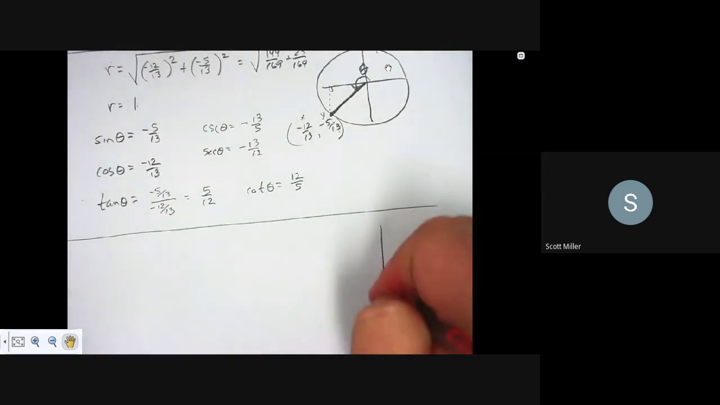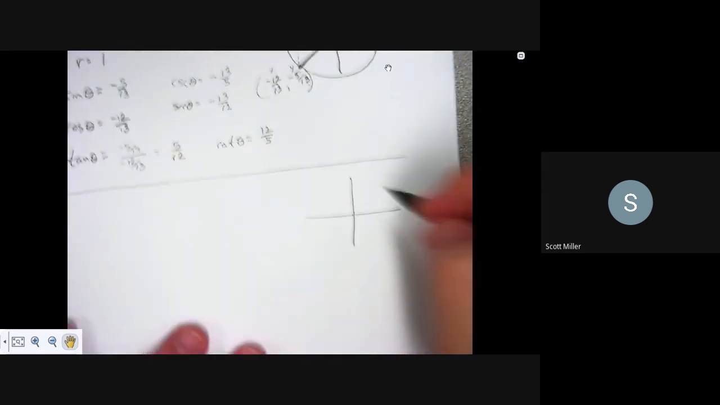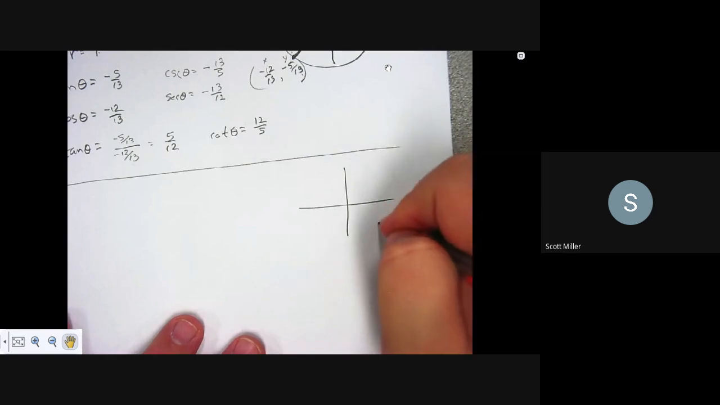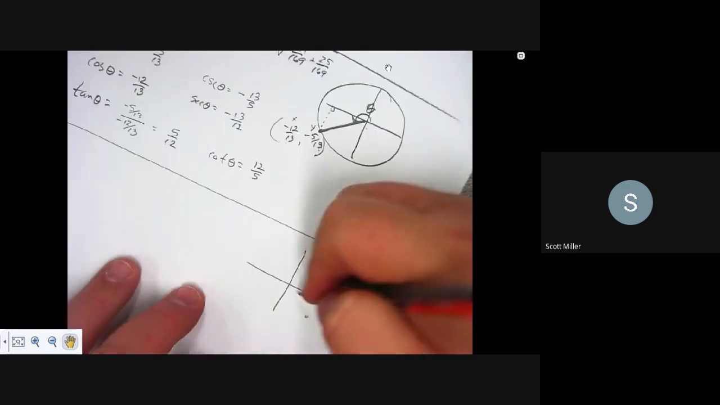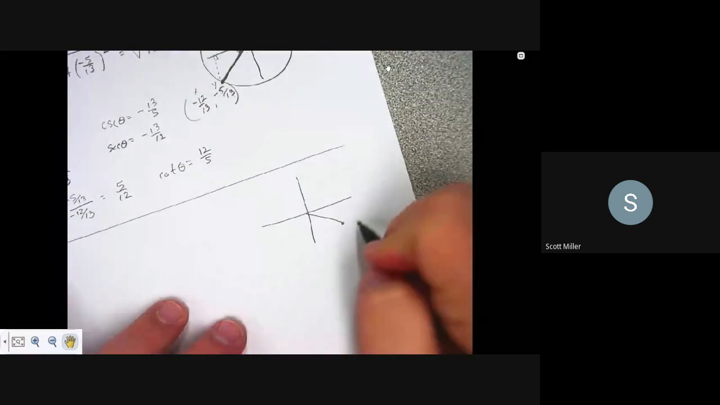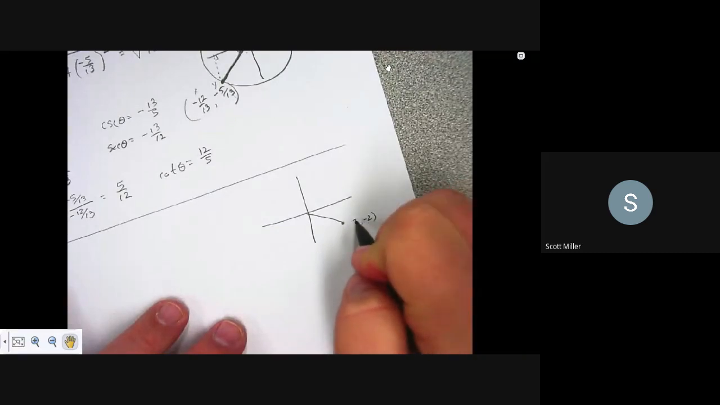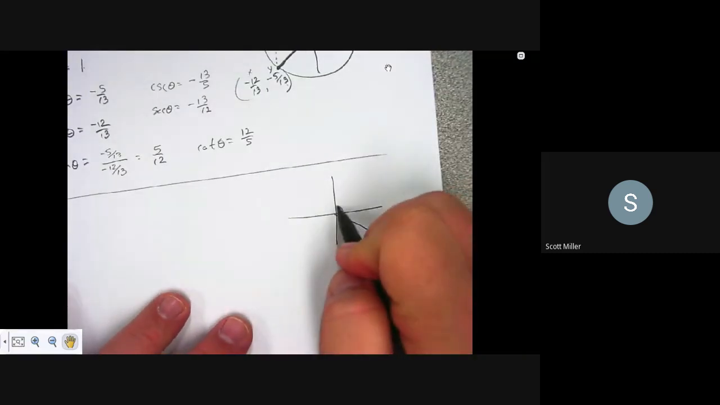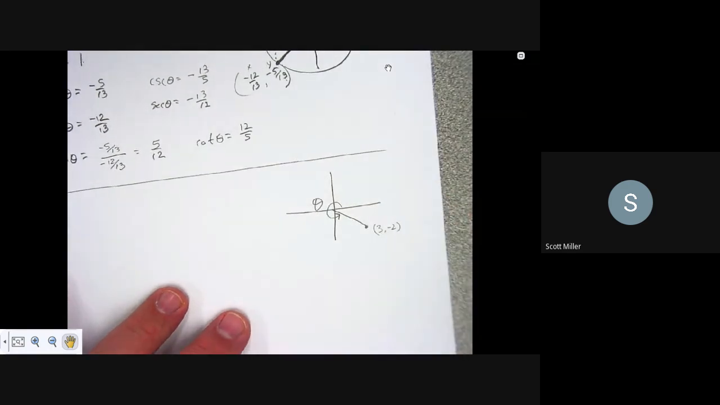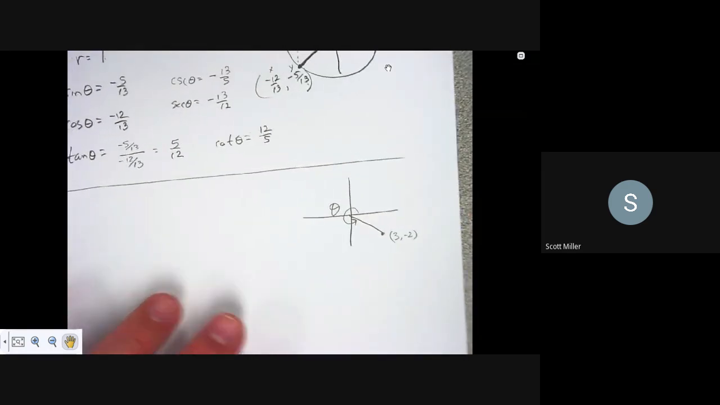Graph the point 3, -2. It doesn't have to be perfect, it just has to be symbolized. So this is 3, -2. This is the angle we're looking for. That's theta, because all the angles are in standard position.